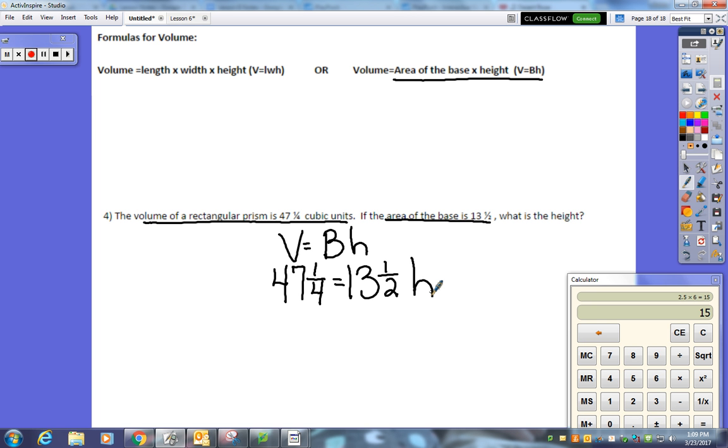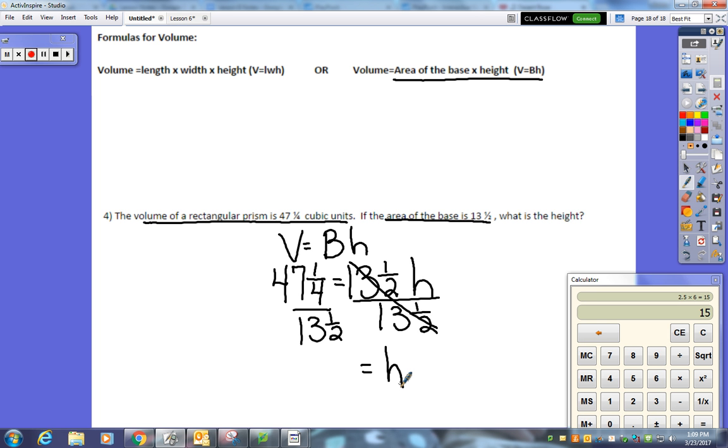Once again, we have a multiplication algebraic equation that we're going to solve by dividing both sides by the number that's next to the variable. So in this case, 13.5. These two 13.5s cancel each other out, leaving me with h.